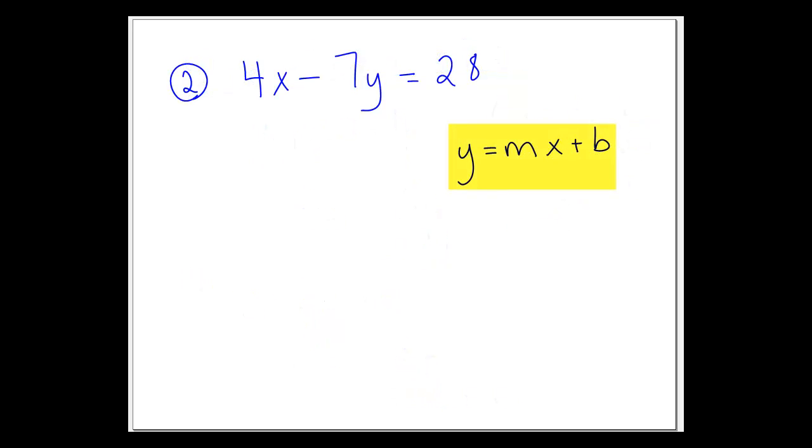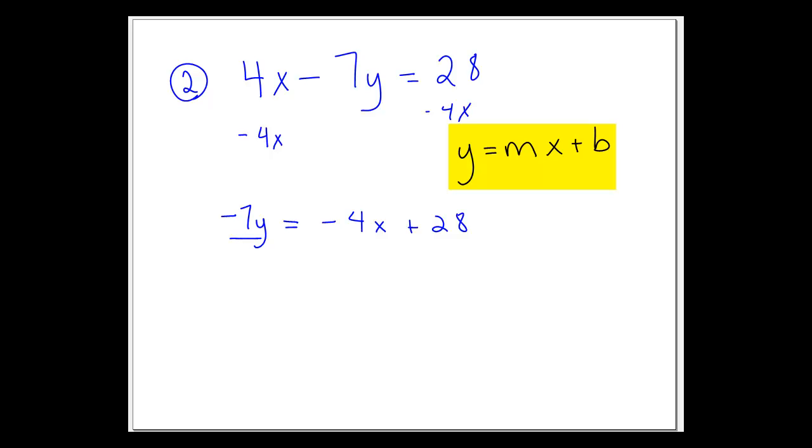In example 2, we're given 4x minus 7y equals 28. We also want to find the slope and y-intercept. We can only find the slope and y-intercept from an equation if it's in the form y equals mx plus b. So we're going to solve the equation for y by moving the 4x over. I'm going to subtract 4x from this side. Those are not like terms. I'm left with negative 7y equals negative 4x plus 28.